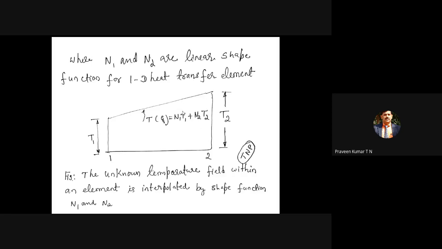Now, once you know the temperature T1 and T2 by using the KT equals Q equation, we know the nodal temperature. Once you know the nodal temperature, at any point within the element we can get the temperature by using this equation: T of xi is equal to N1 T1 plus N2 T2. That is a straight line. That means we know the temperature at node 1, and at node 2 also it is known.